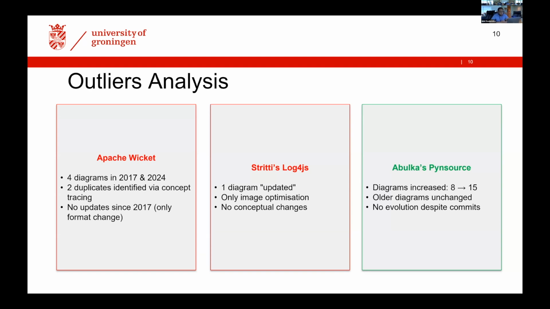The third one, Pine Source, there was an increase. However, it wasn't an update in terms of any of the features or concepts. It was more of a security update. There was a slight change in one of the security aspects of the software. So this was a part of the investigation that we had. We couldn't find any evidence of how UML diagrams were maintained in free and open source software.